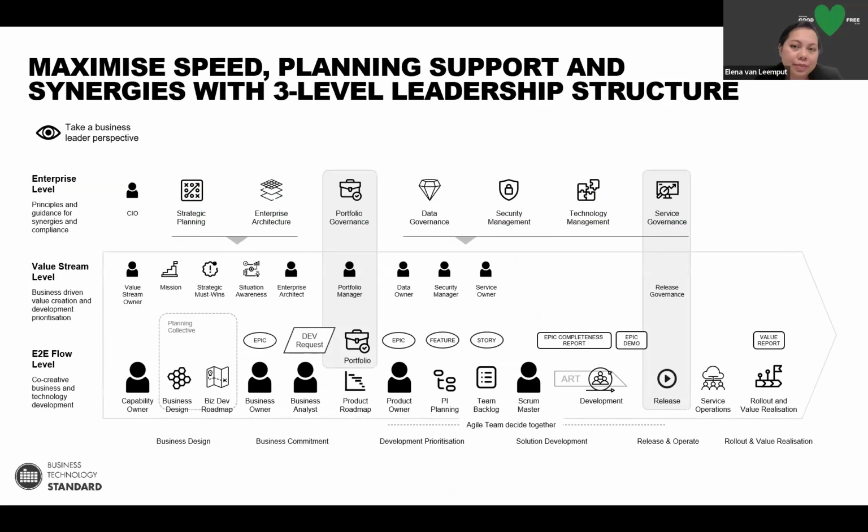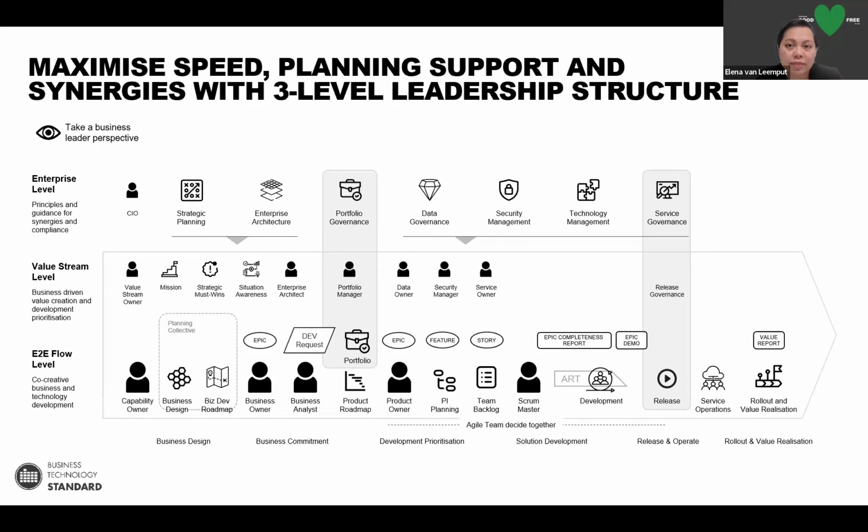Then we're talking about the minimum viable governance. So in the BTS, minimum viable governance is a terminology we use for how to essentially make sure that there's no heavy control over the whole framework, but there is adequate and very efficient governance. So here's how it goes with the minimum viable governance in this case.